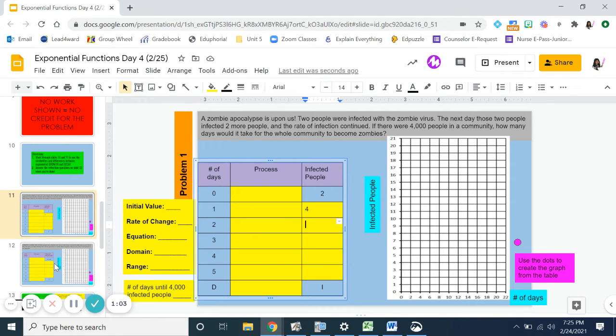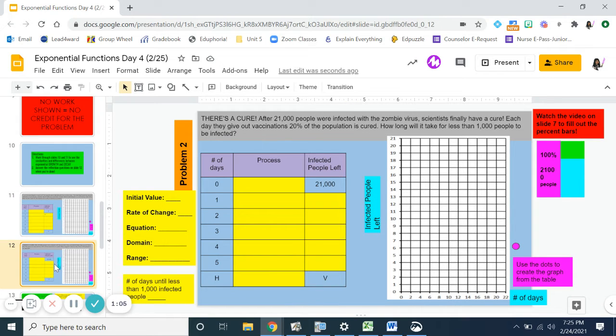Now, what's different on the decay, so that would be your second problem, okay, is we have some percent bars, and we're going to talk about how to use the percent bars to figure out your equation, okay? So that's what I'm going to go over in this video. So let's read the problem.